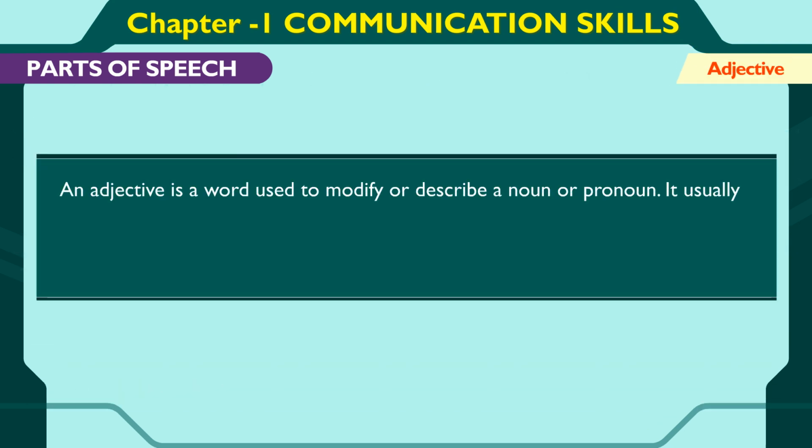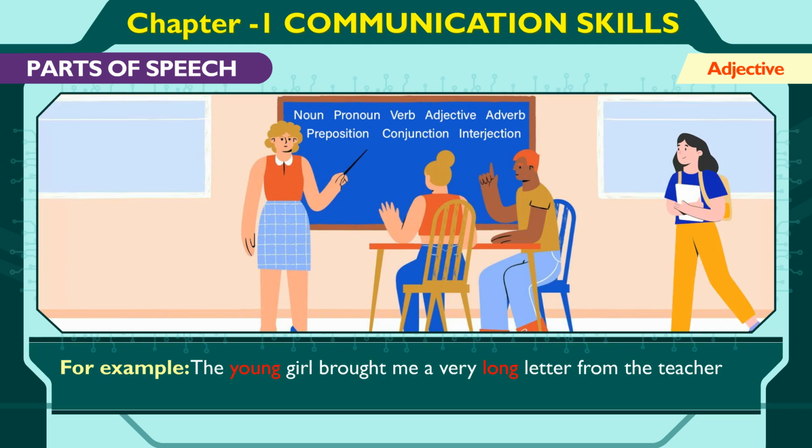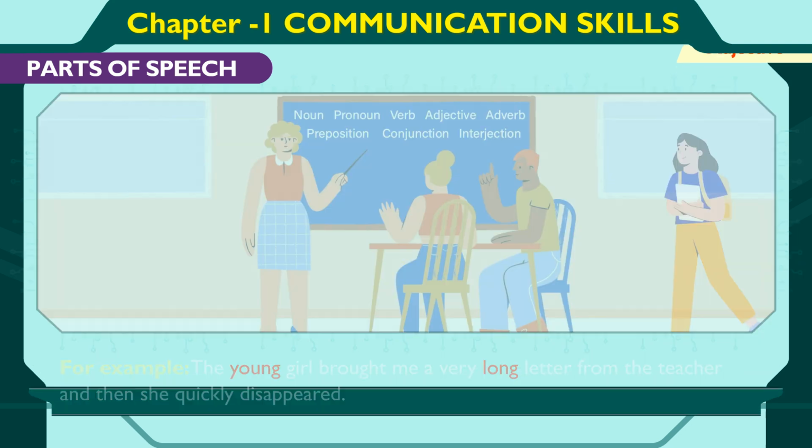Adjective. An adjective is a word used to modify or describe a noun or pronoun. It usually answers the question of which one, what kind, or how many. For example, the young girl brought me a very long letter from the teacher and then she quickly disappeared.